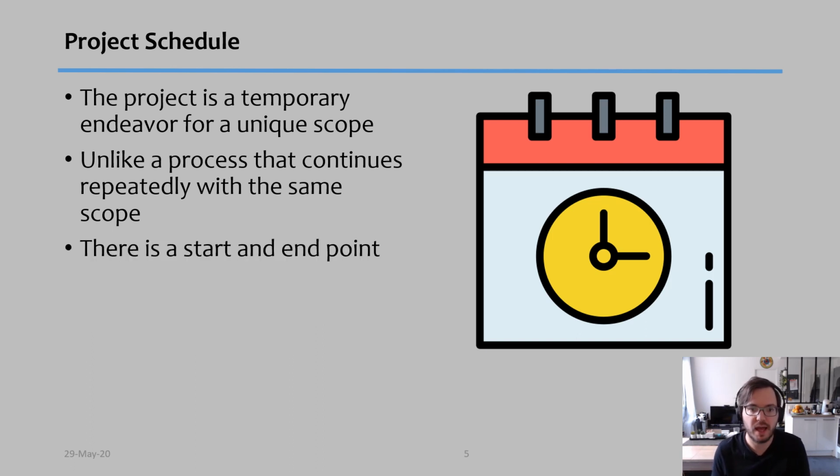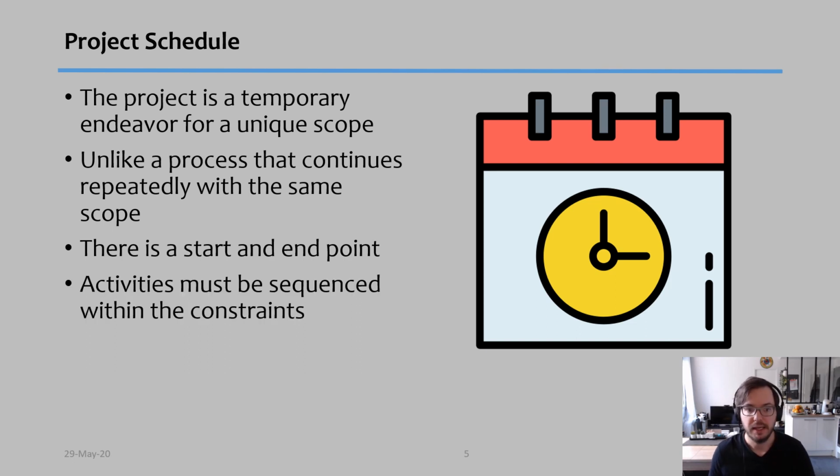A project will have a start and an end point. And inside this start and end point, activities must be sequenced within those constraints. There are many constraints that will happen in a project, and I'll mention them later. But we cannot schedule all the activities in any order we want. We have to schedule them according to the restrictions.